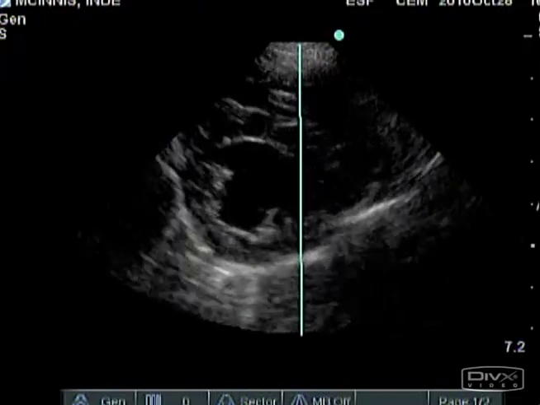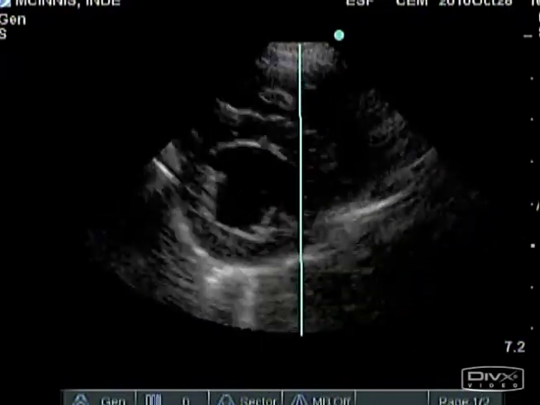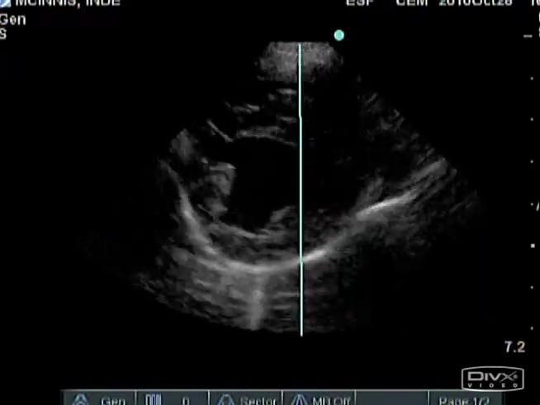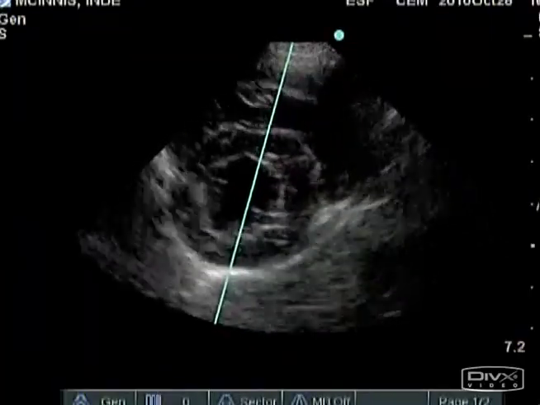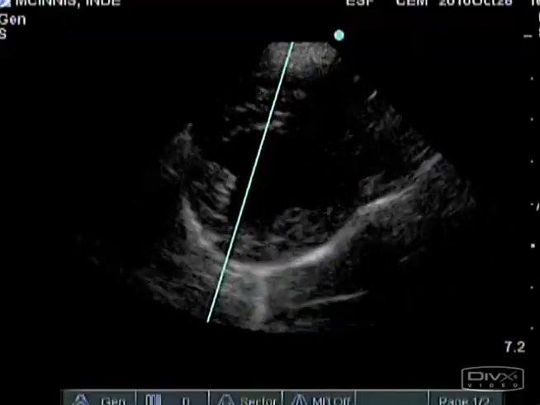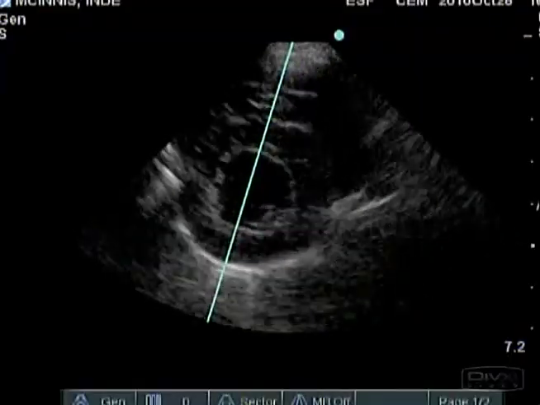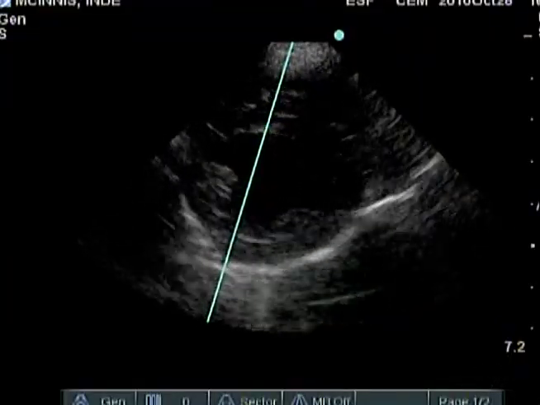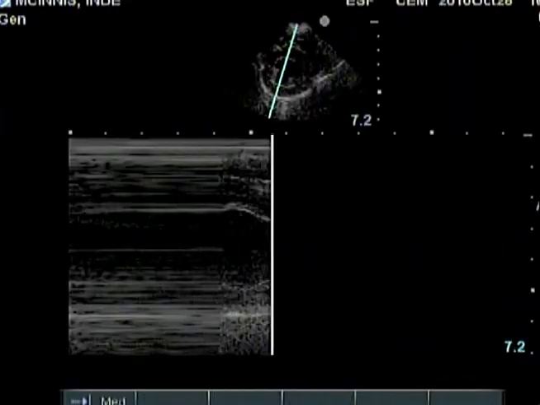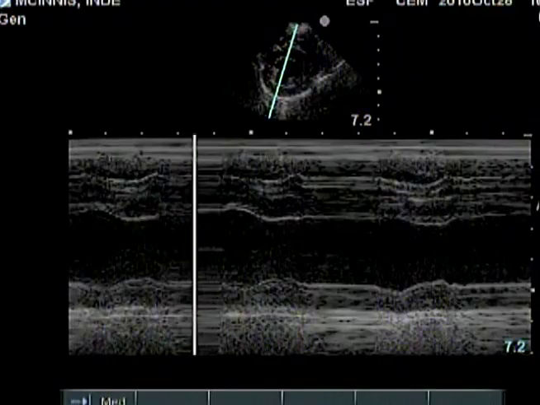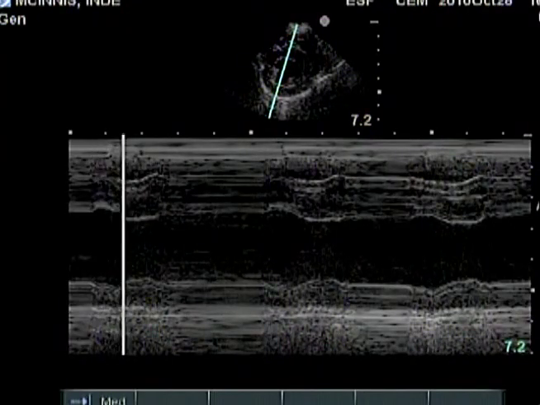Ideally, the M-mode cursor is placed between the papillary muscles of the left ventricle. The patient's respiration often moves left ventricular papillary muscle into the M-mode cursor line. Papillary muscles of the left ventricle must then be differentiated from the left ventricular posterior wall.